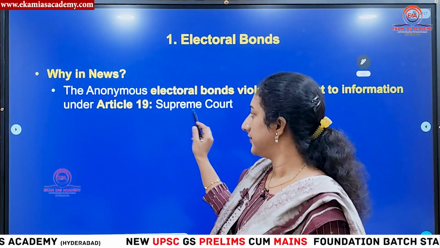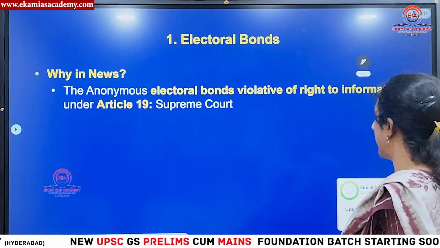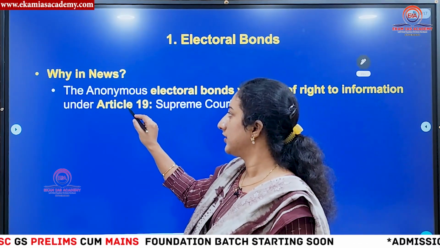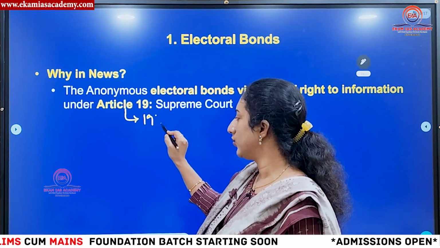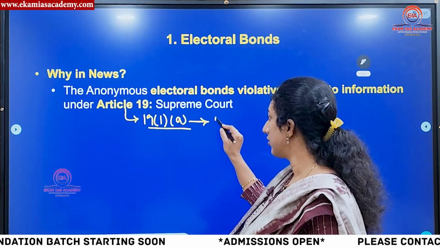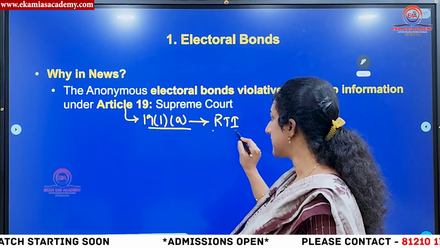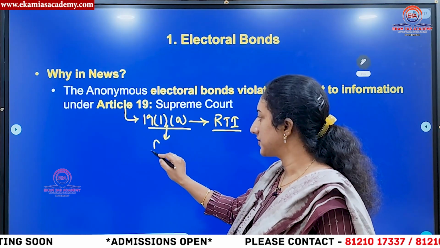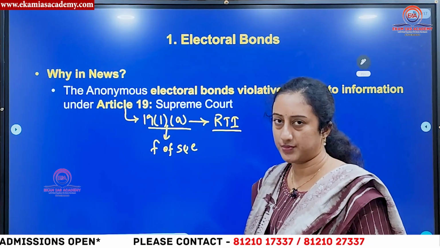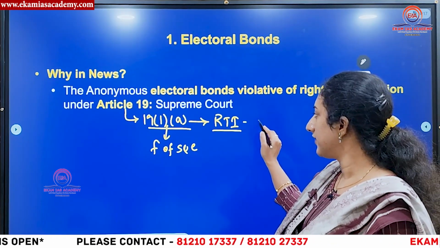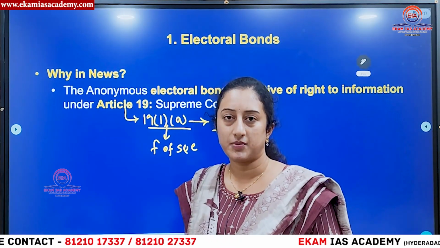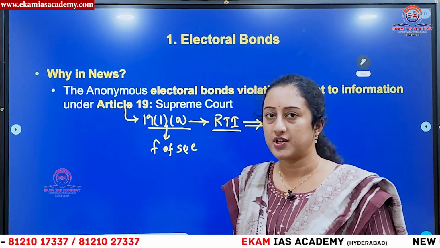Today the Supreme Court said anonymous electoral bonds violate the right to information under Article 19. Article 19(1)(a) gives you freedom of speech and expression. Under this, the Supreme Court has said the right to information is implicitly there in the freedom of speech and expression itself. That is what the Supreme Court of India opined. If you remember, the RTI Act was also passed, through which statutory bodies like the Central Information Commission and State Information Commissions were established.